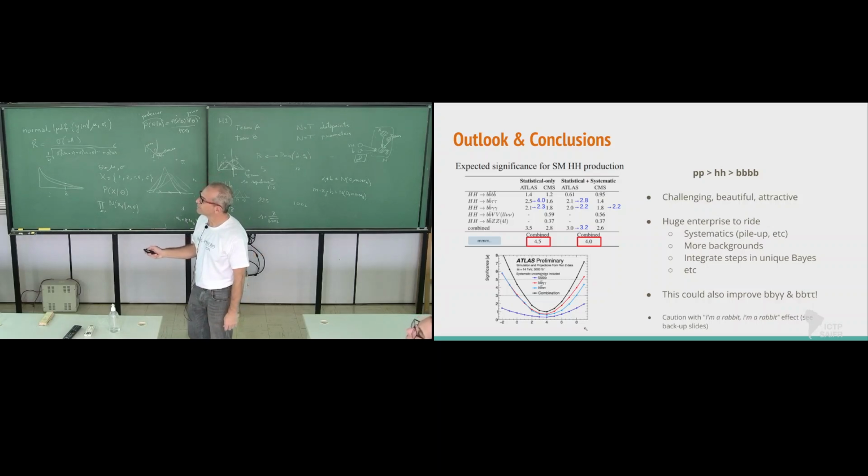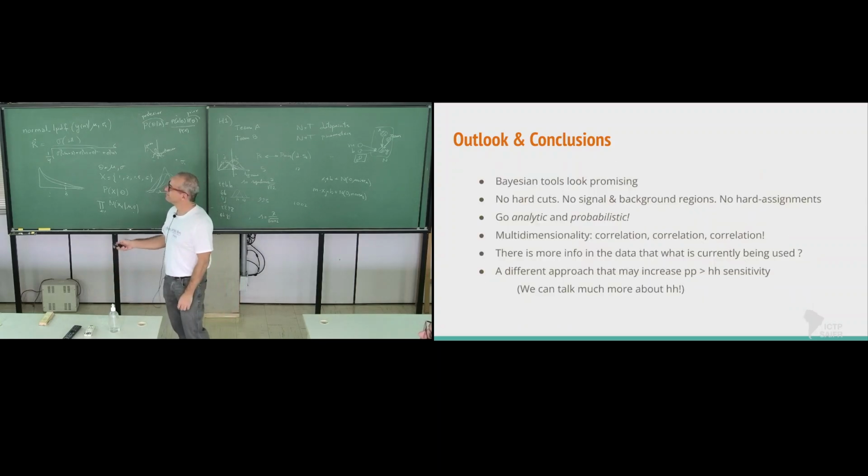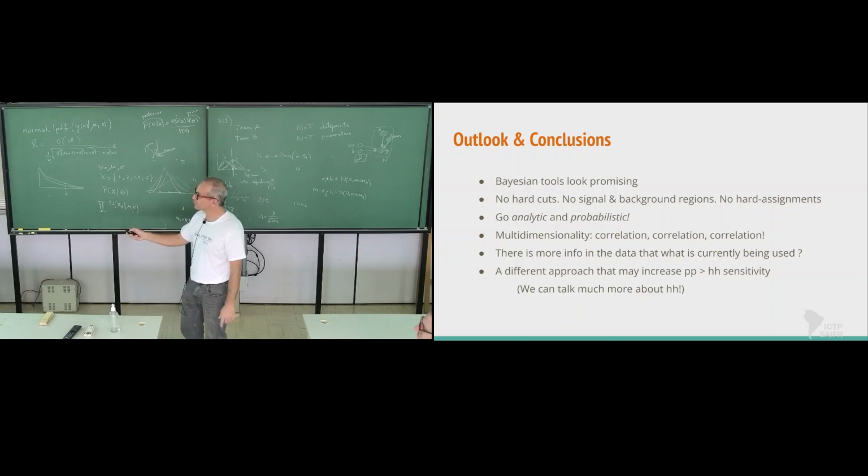One might have some doubt about the experimentalists, but every time they know the detector better, and they will end up measuring it. We have many things to do: integrate all the steps in a unique Bayesian analysis, analyze systematics, analyze more backgrounds such as BB gamma. We have until 2035 to do this. But essentially, the Bayesian tool looks promising.